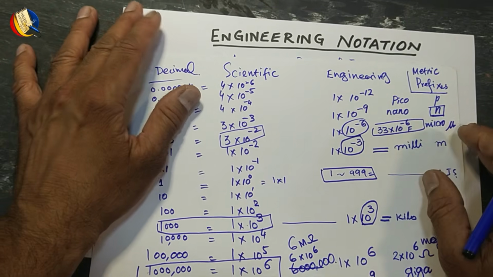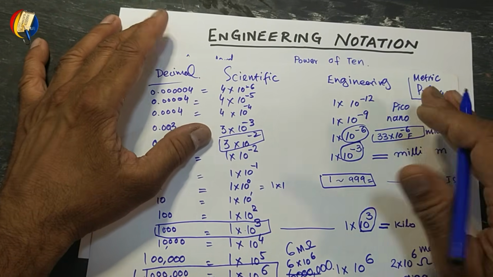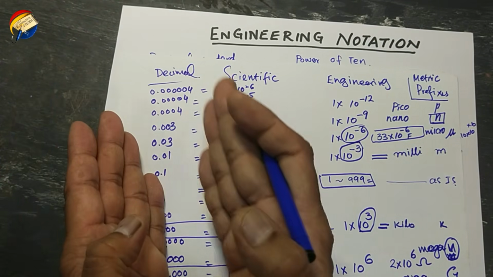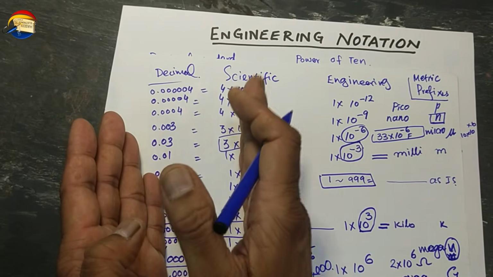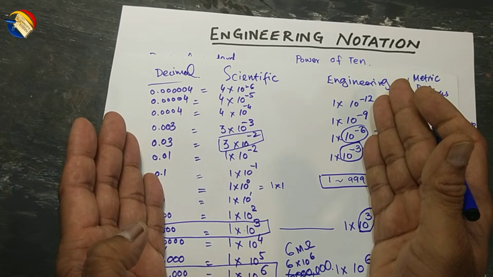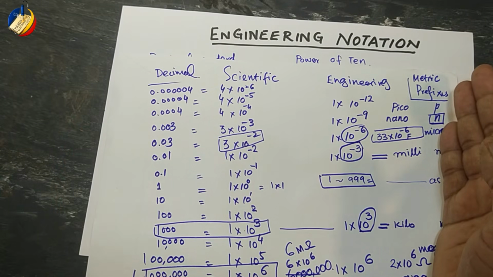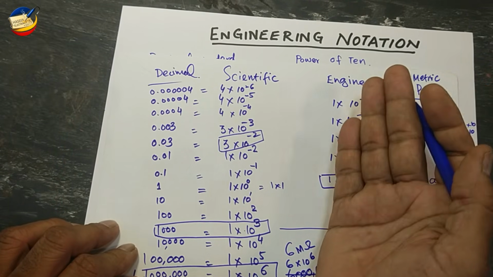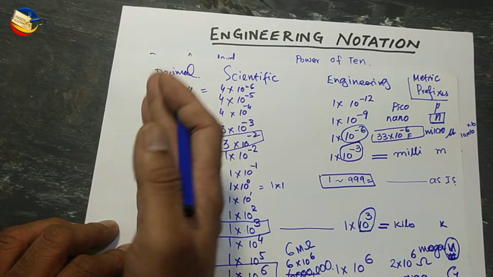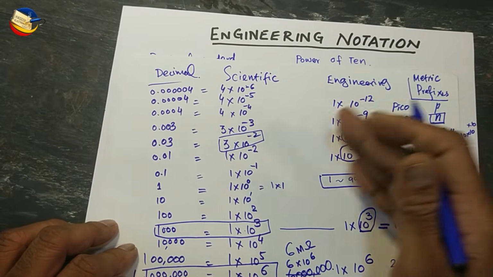In the next lecture we will see conversion of different units from decimal to scientific, scientific to engineering, decimal to engineering, and we will revise metric prefixes and we will convert from engineering to decimal, decimal to metric, and so on.